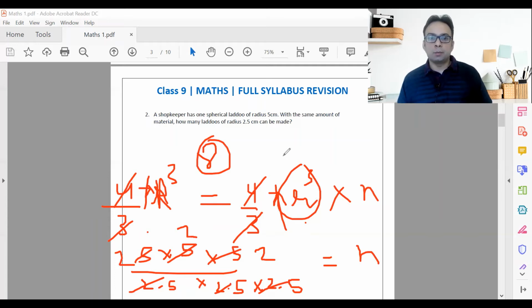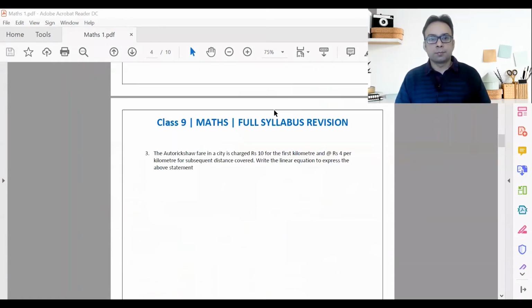That means we can make 8 smaller laddus of radius 2.5 centimeter from a bigger laddu, which was radius 5 centimeter. A direct case of converting one bigger volume into smaller volumes. I'm assuming this is very clear to you. Next question on the screen.